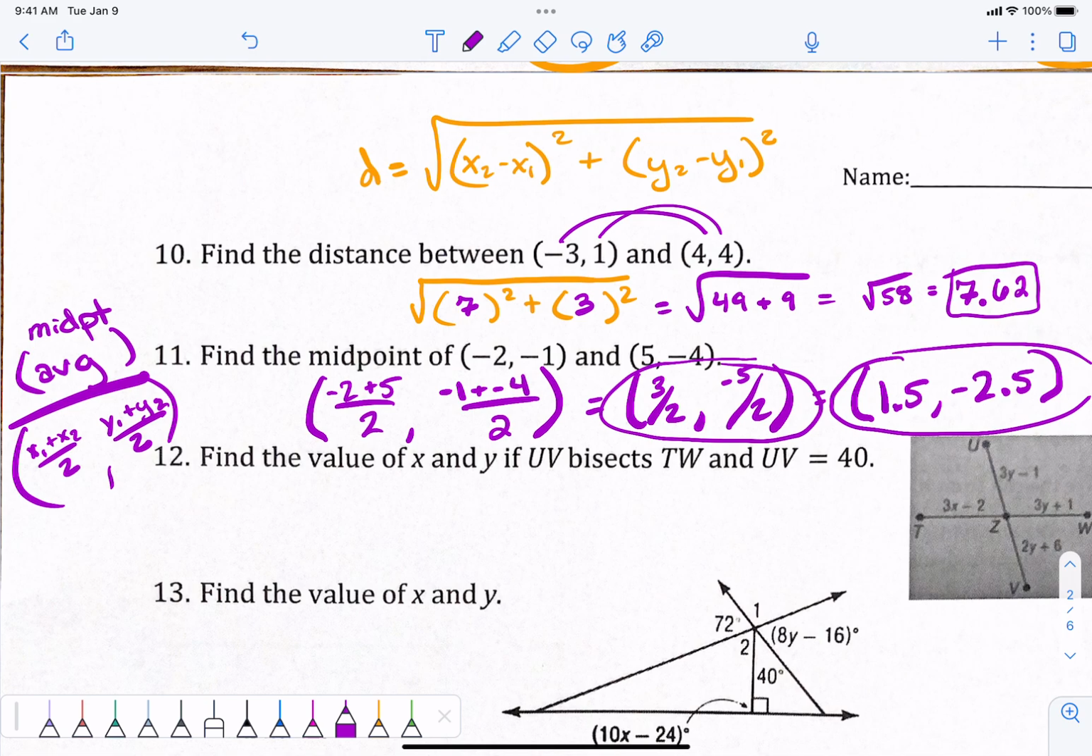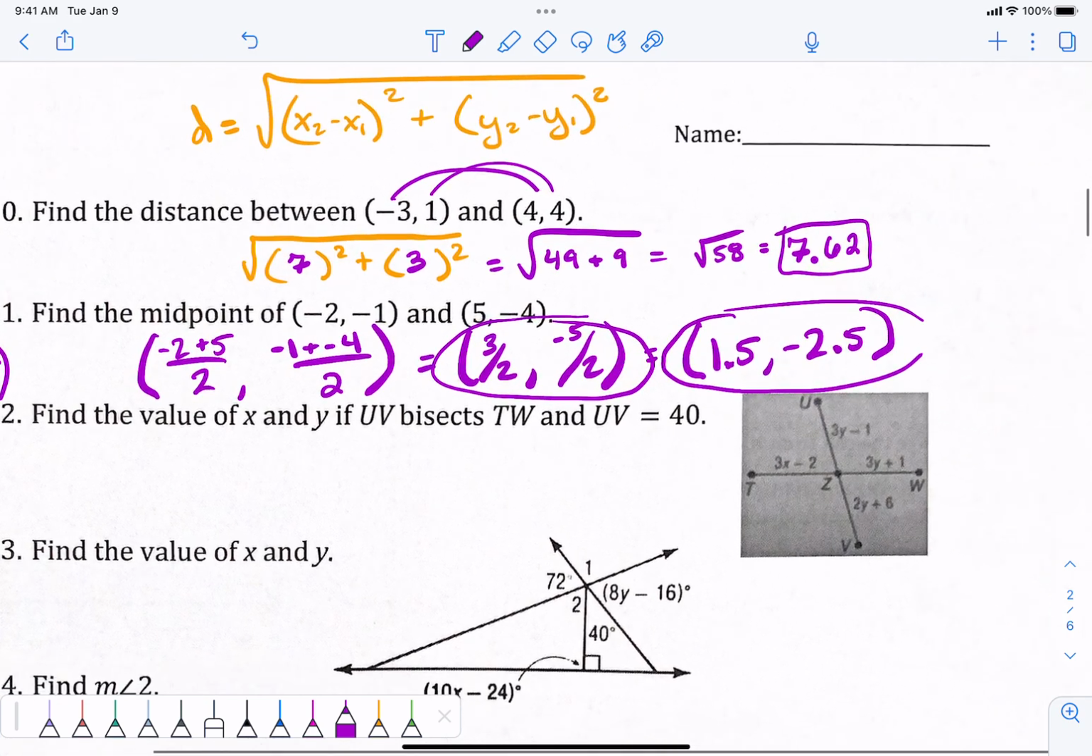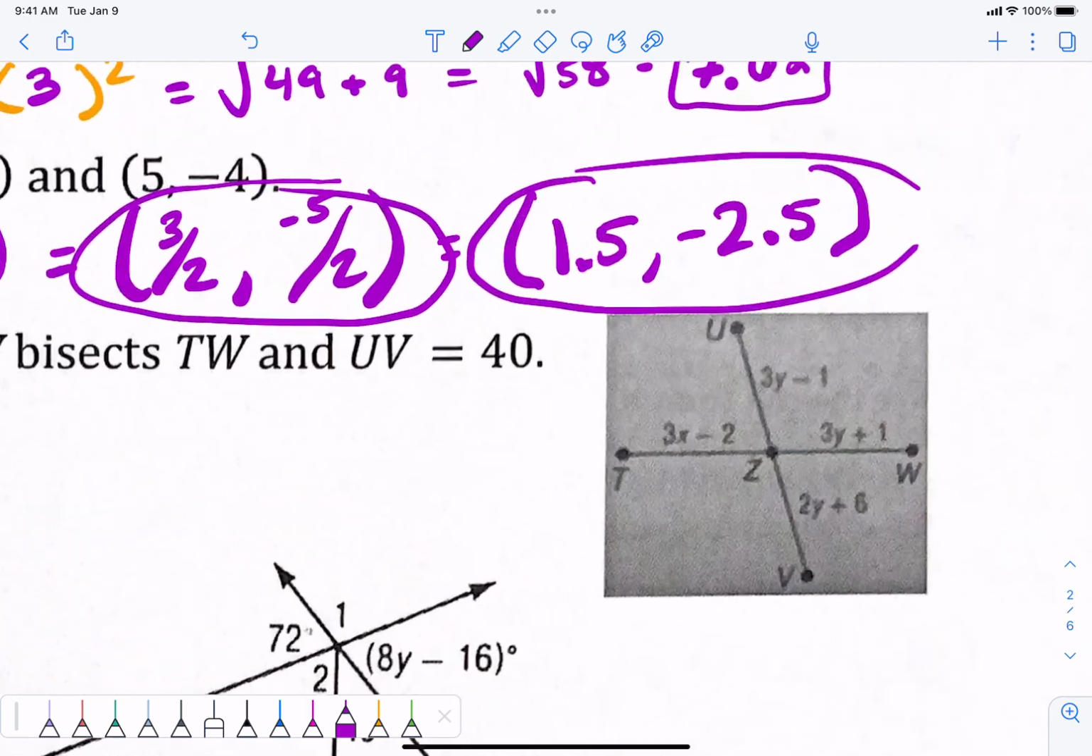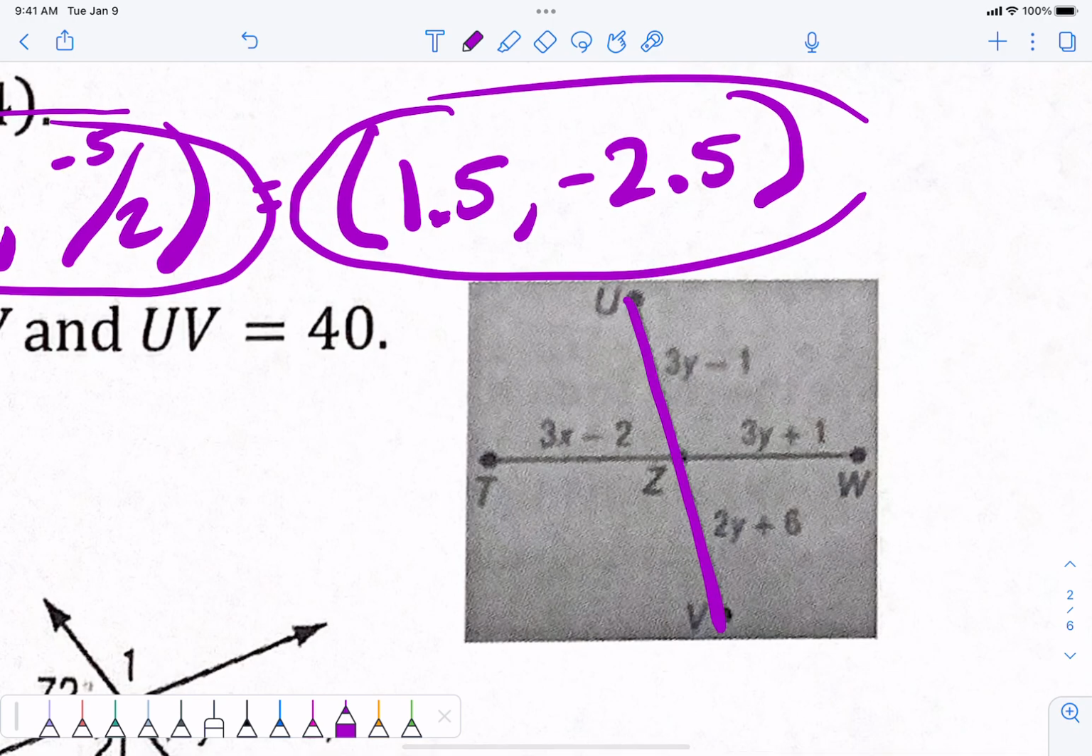Good, good, good. All right, here we go. Find the value. We have to read this very carefully. Find the value of x if UV, which is this one, bisects this guy. All right. So what does it mean to bisect something? Go through the middle. Exactly through the middle. So if this guy is bisecting this line, then it's splitting it exactly in half. So this piece over here is the same as this piece over here.